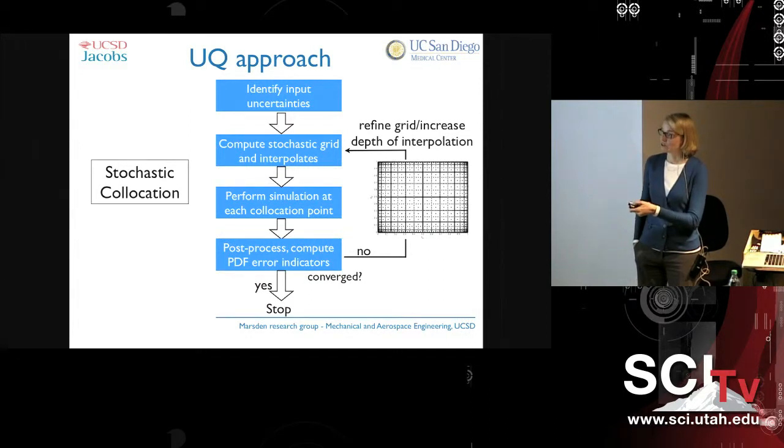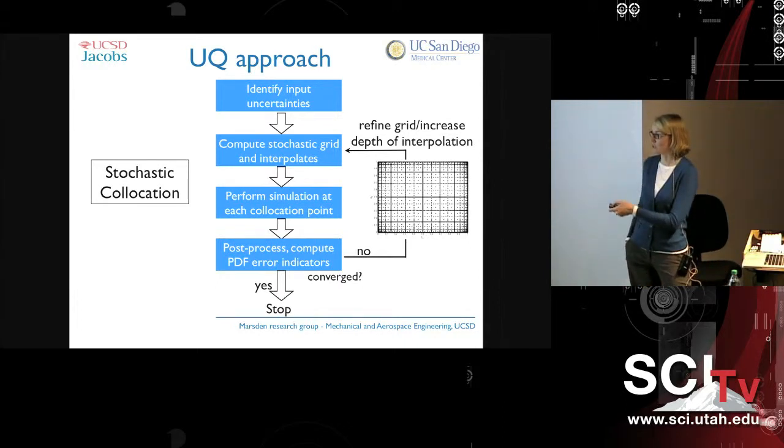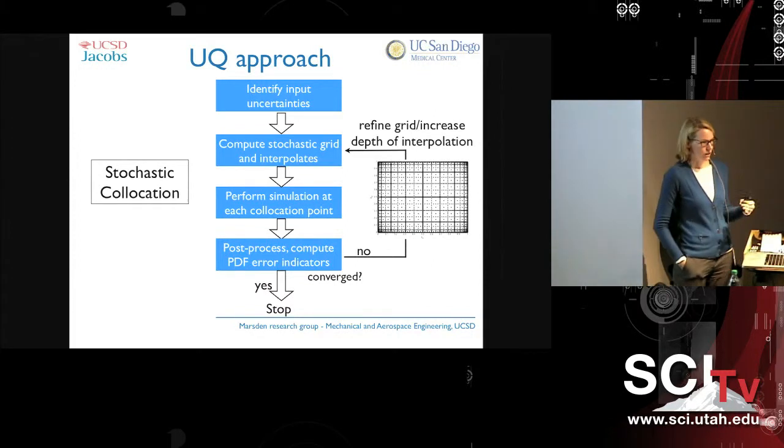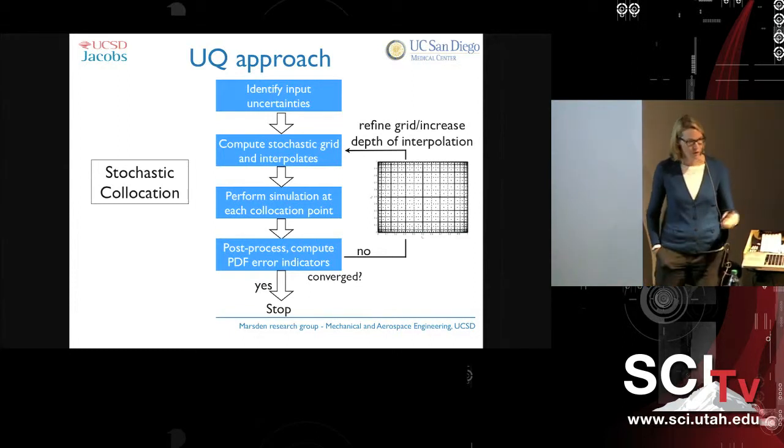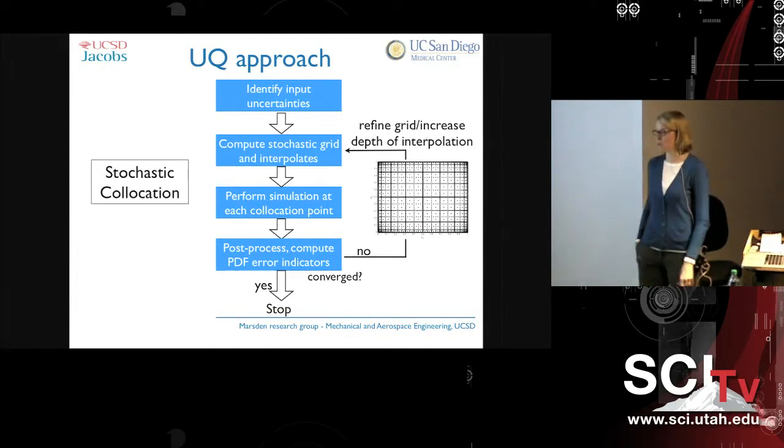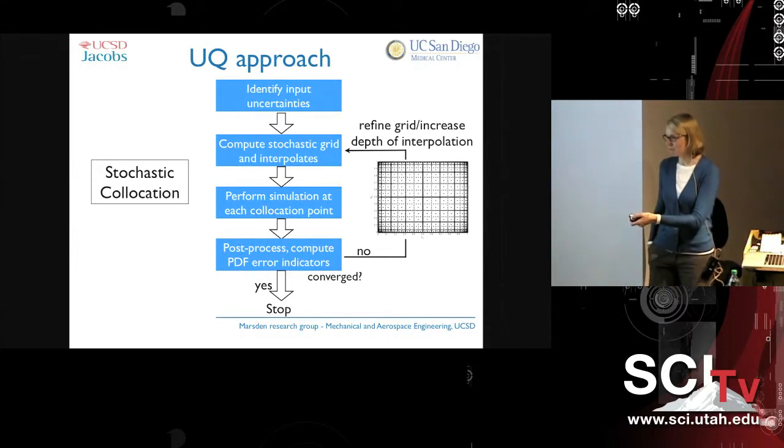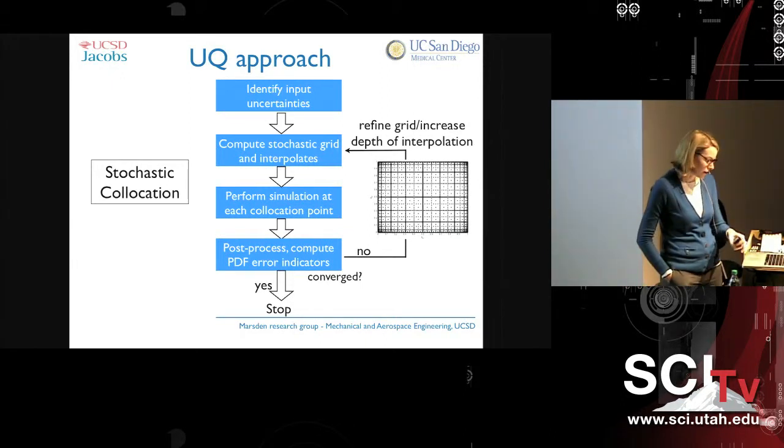We construct a grid in the stochastic space that looks something like this. So this is, for example, with 2 stochastic dimensions. We then perform a simulation at each of these stochastic collocation points with whatever that set of parameters is. And we post-process this to compute PDF, error indicators, confidence intervals, et cetera. And then this method is hierarchical, so you can go back and refine your grid, increase the depth of interpolation, and continue this until you get a converged PDF.